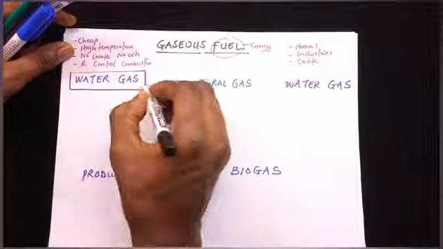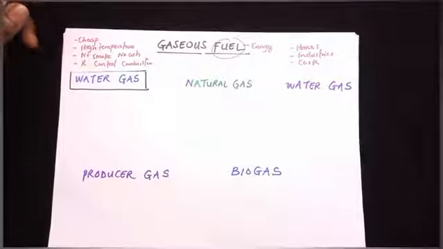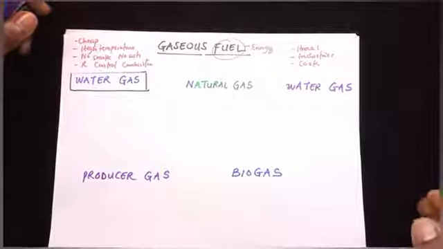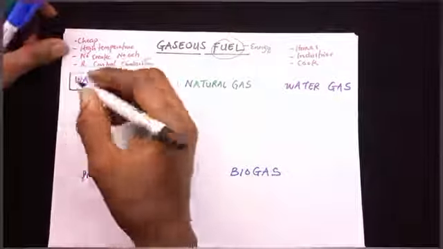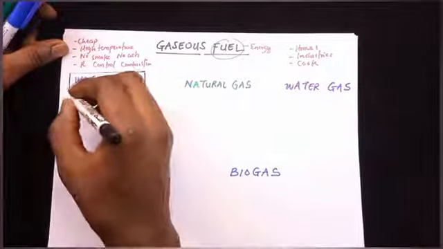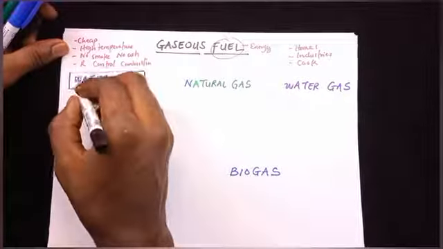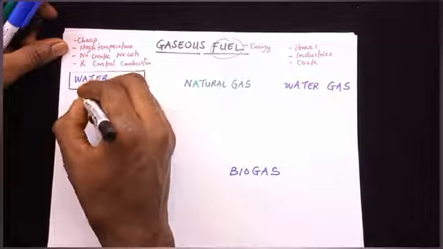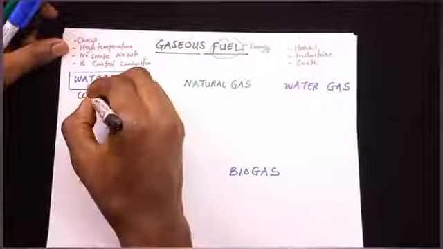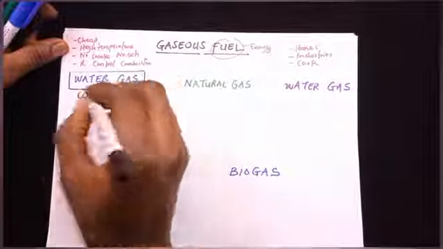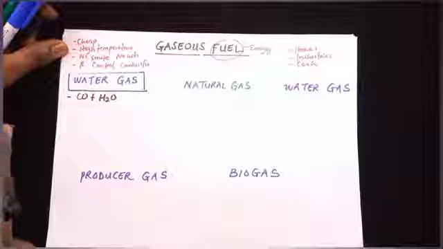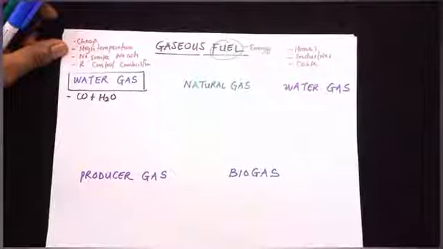The first one I'm going to tell you about today is water gas. Now water gas is important in your exam. It's very cheap to know. This is how you easily know water gas. What is the component of water gas? What makes up water gas is just carbon monoxide and water. That is the component of water gas. So carbon monoxide and water gives us what? Water gas. How is water gas produced?